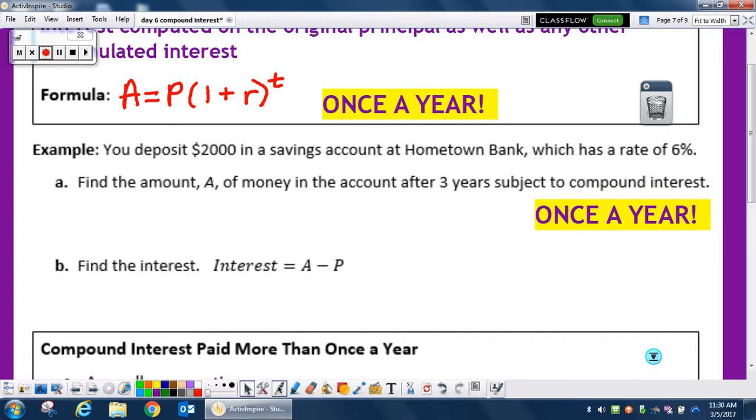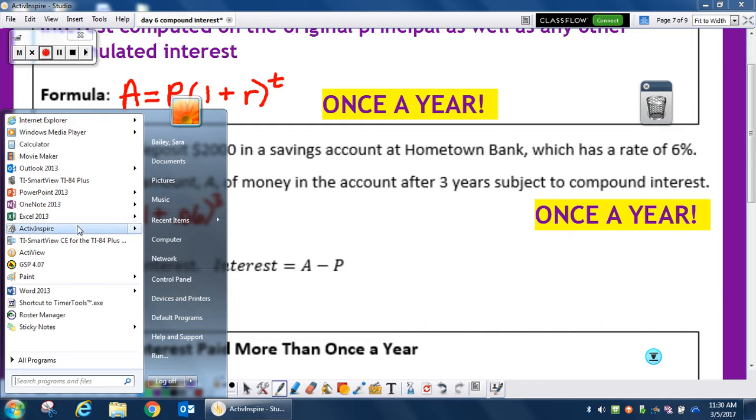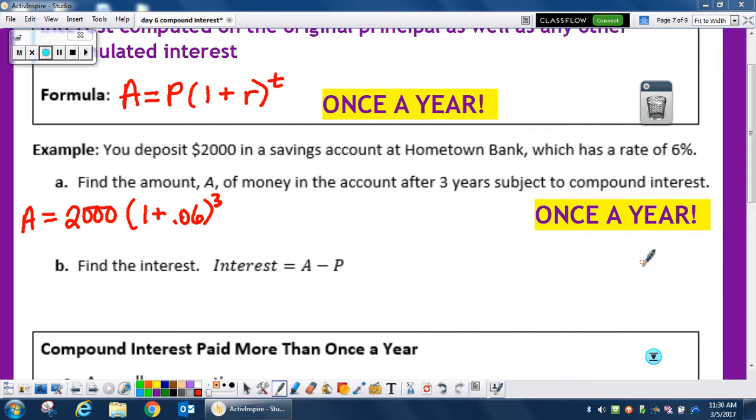So to find the total amount of money in the account, we're going to do A equals, the principal is $2,000, times 1 plus 0.06 to the third power. So this is one where you could probably just put into your calculator just like it is. You got to be really careful, especially coming up in the next example when it's more than once a year.